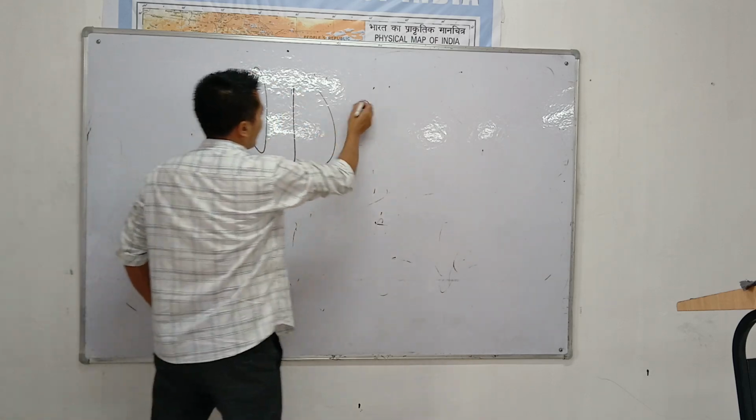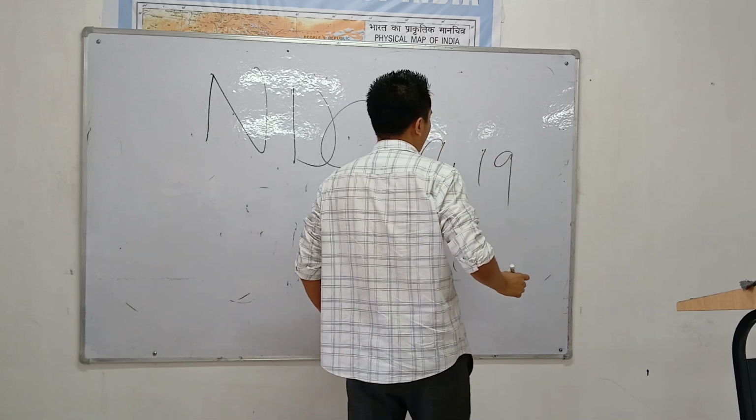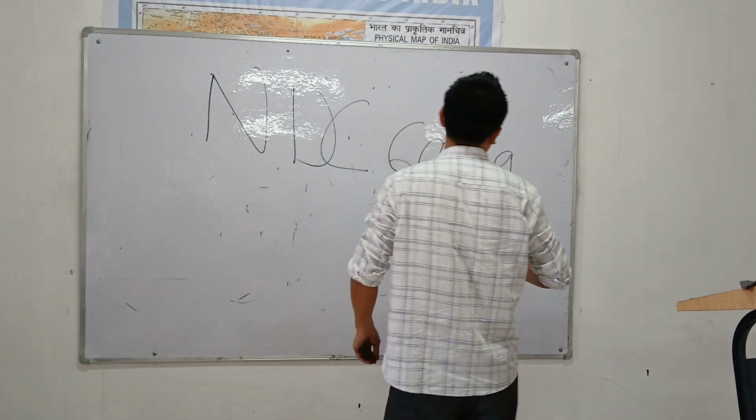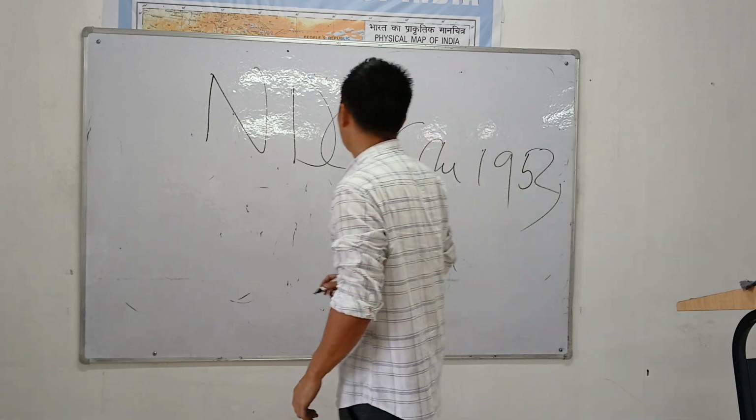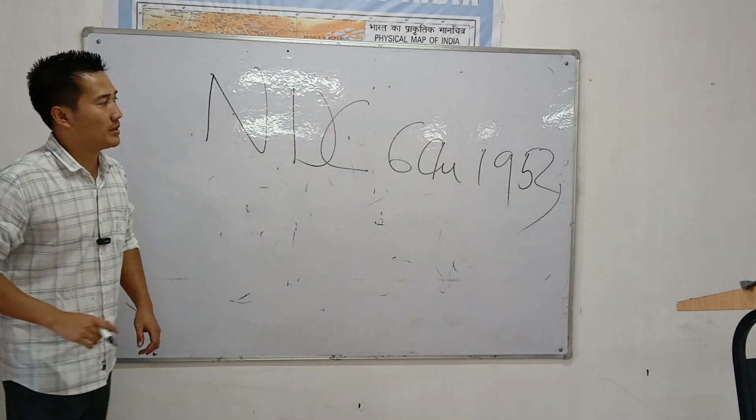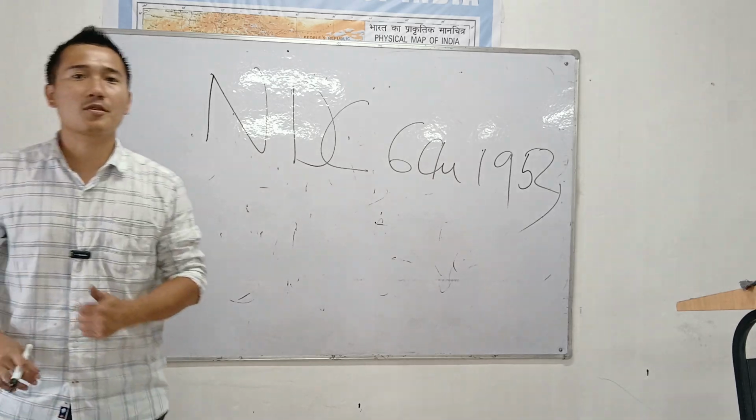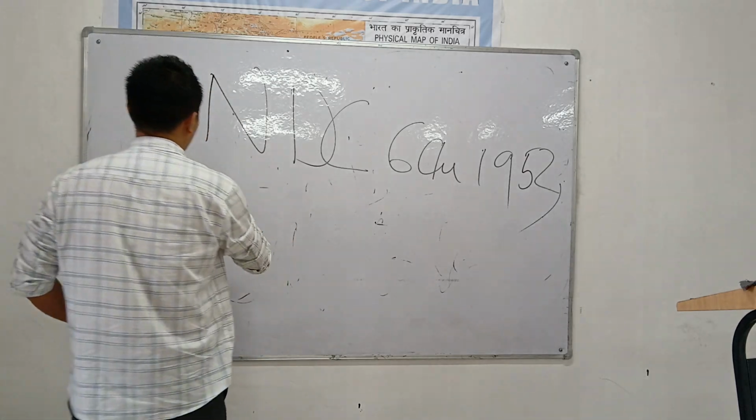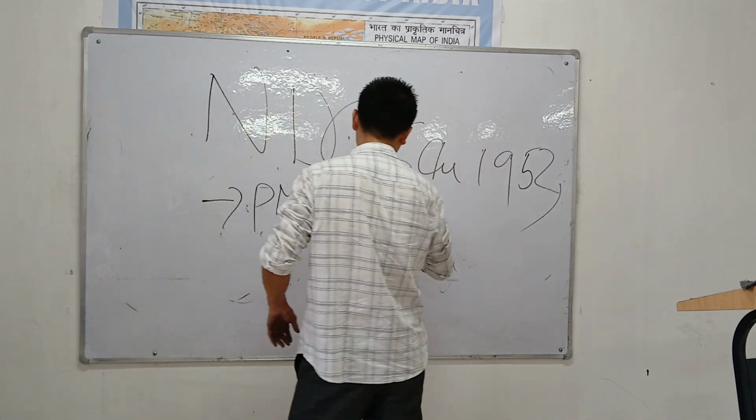National Development Council, 6 August 1952. The National Development Council was set up in the year 1952. Let's see, 6 August 1952. What is the reason for setting up? Here also the Prime Minister is the chairman.